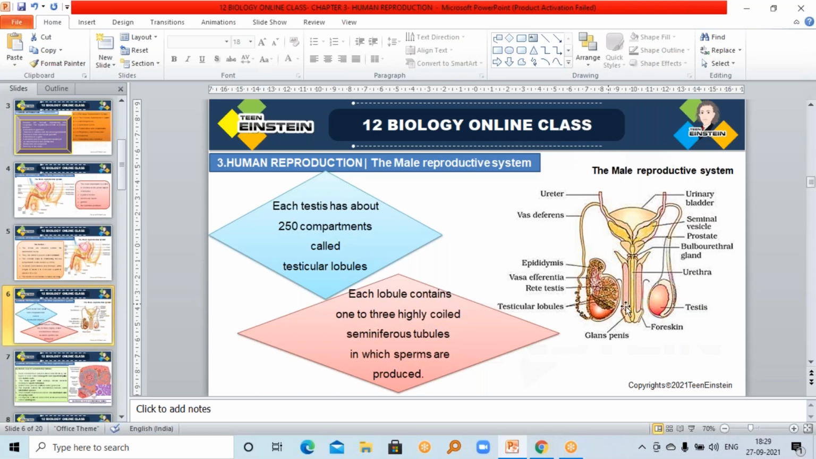So each testis has about 200 to 300, almost around 250 compartments, and each is called a testicular lobule. Each testicular lobule contains 1 to 3 highly coiled structures, which are called seminiferous tubules. In these seminiferous tubules, sperms are produced. The formation of sperms inside the seminiferous tubule of a testis is called spermatogenesis. Got it?